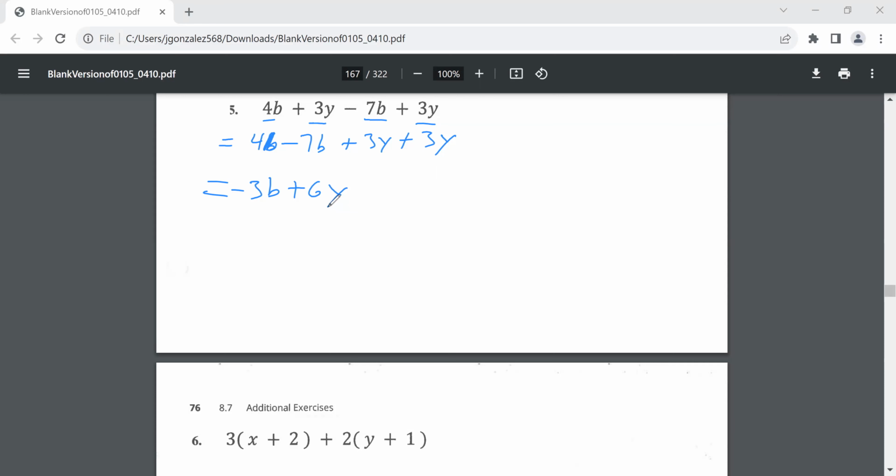Remember like terms. Then after that, you have to multiply, and then go down here, you have to distribute first. Okay. Any questions on number 5? Okay.